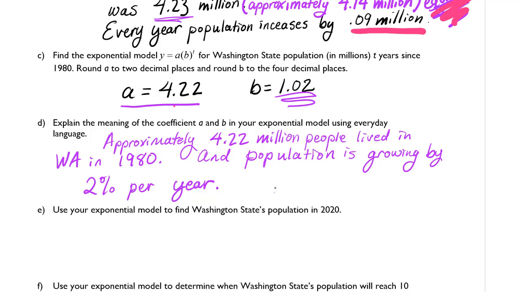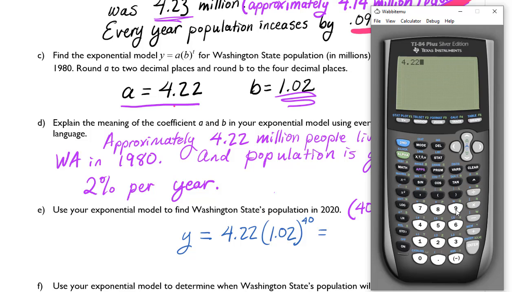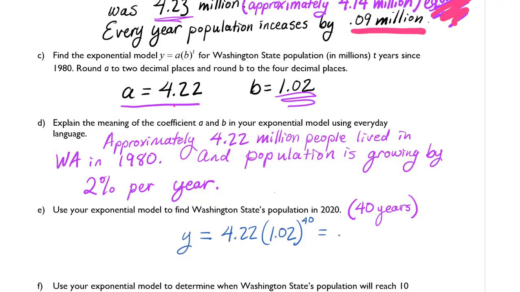Now we need to use the exponential model to find Washington state's population in 2020. So we would use how long since 1980 that's been, which is 40 years. So we'll substitute that into our equation. So y equals 4.22 times 1.02 raised to the 40. And that will give us our value. So let's calculate that. 4.22 times 1.02 raised to the 40. And that gives me 9.31. Well, round to 32. So 9.32 million.